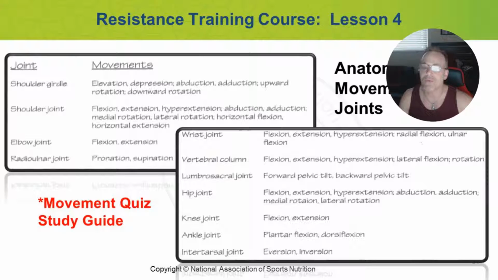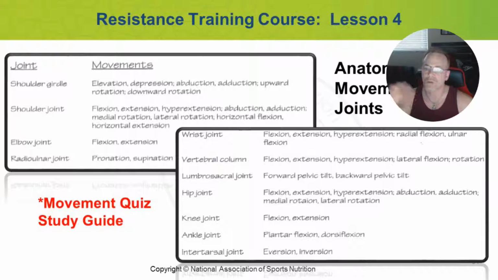So we already went over these movements, but now we're organizing them by joint, right? We organized them by plane in the previous slides. Now we're organizing them by joint, just so that you memorize them. You've got to get this stuff into your head, right?